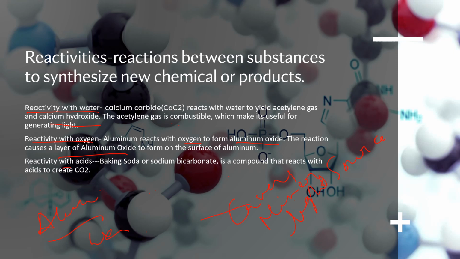Reactivity with acids. Baking soda, or sodium carbonate, is a compound that reacts with acid to create CO2, carbon dioxide. You see, when you make a cake, you add baking soda into it. Why? So that when the batter reacts with the baking soda, or the acid, it forms CO2, which helps to rise the dough.